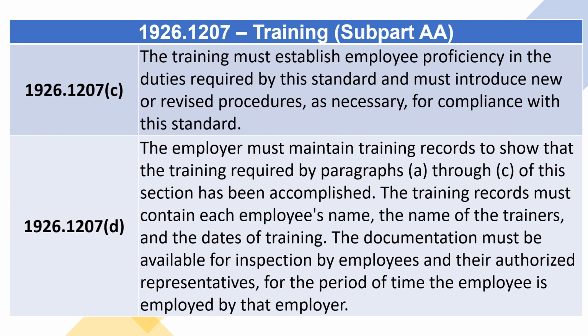1926.1207(c) The training must establish employee proficiency in the duties required by this standard and must introduce new or revised procedures, as necessary, for compliance with this standard. (d) The employer must maintain training records to show that the training required by paragraphs (a) through (c) of this section has been accomplished. The training records must contain each employee's name, the name of the trainers, and the dates of training. The documentation must be available for inspection by employees and their authorized representatives, for the period of time the employee is employed by that employer.